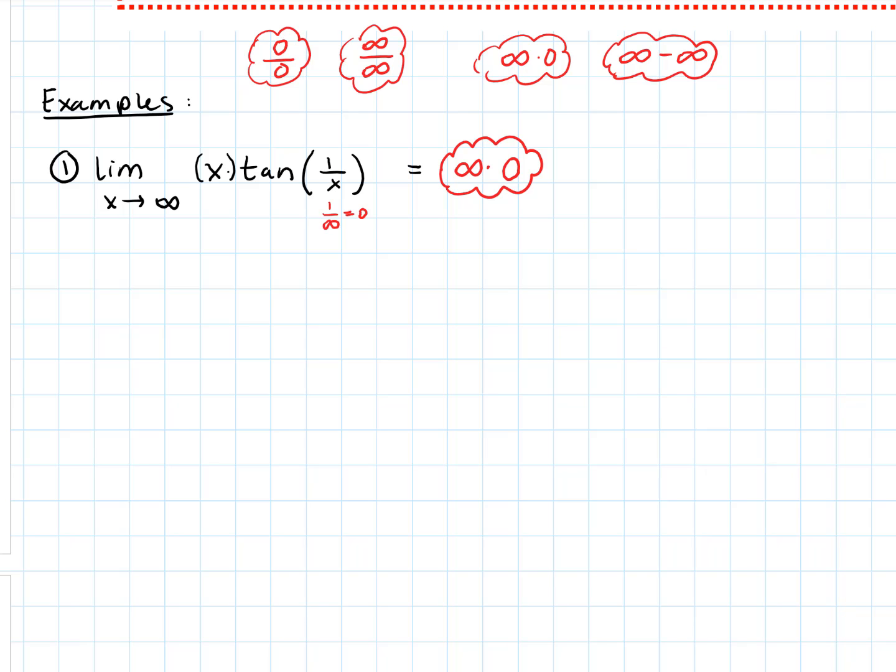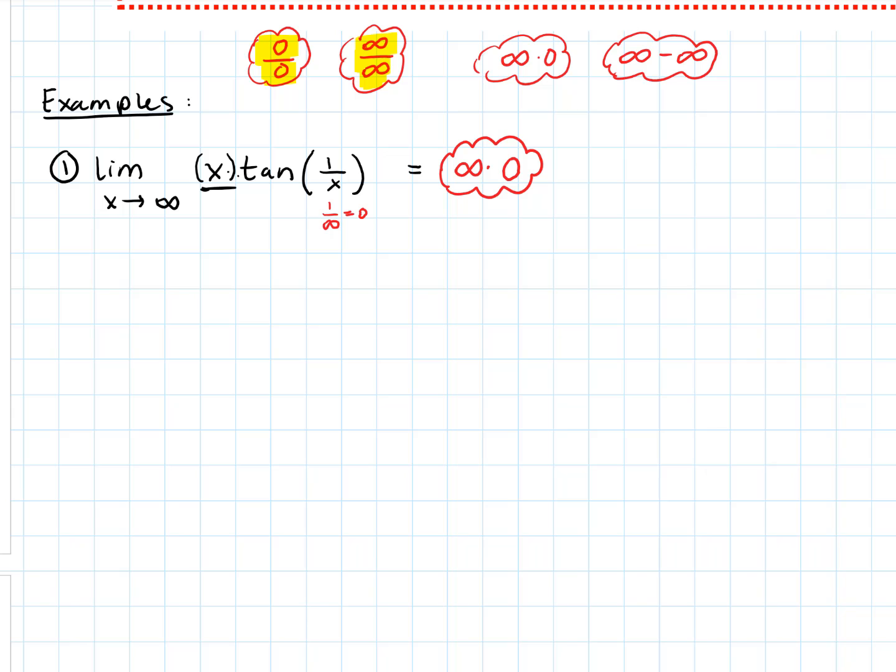So if I come across a form like that, what I'm going to need to do is get it into a quotient of some form so that I can apply L'Hopital's rule. I'll highlight the 2 indeterminate forms that L'Hopital's rule is applicable with. So how am I going to do that?